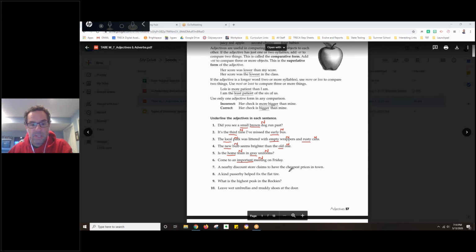Number 7, a nearby discount store claims to have the cheapest prices in town. Let's go through and look for the nouns. So store is the noun. Prices, noun. What kind of prices? Well, cheapest prices, right? What kind of a store was it? It's a discount store. And not only that, what distance is that store? Well, it's nearby. So you have a nearby discount store. That's describing the store itself.